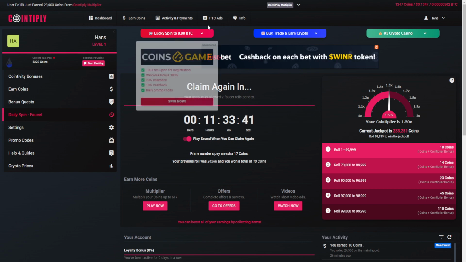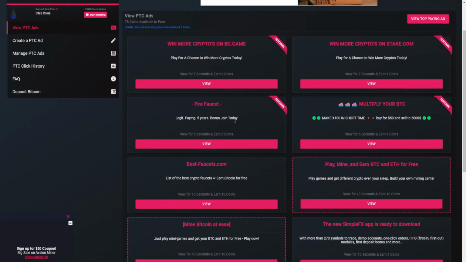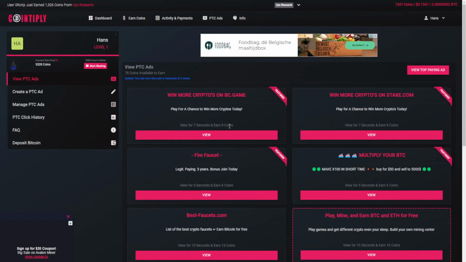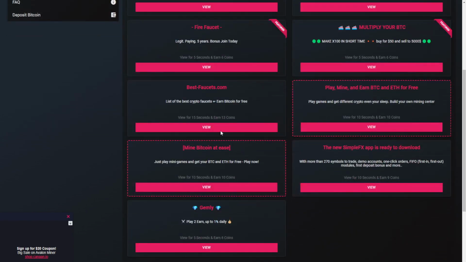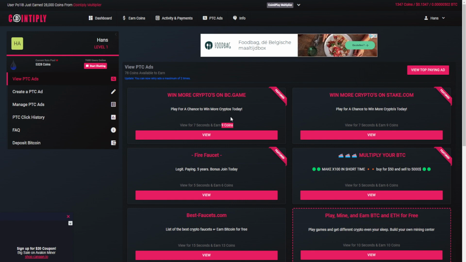The next easy thing you can do is the PTC ads. So let's take a look what they have right now. On this page, we see all the different advertisements that they're running. If you open this advertisement for 7 seconds, you get 9 coins with this one, 6 coins with this one, 10 coins with this one, 13 coins with this one, and so forth. So yes, you can earn a bunch of coins on a daily basis. However, I want to remind you that you need 30,000 coins before you get $5 worth of tokens.